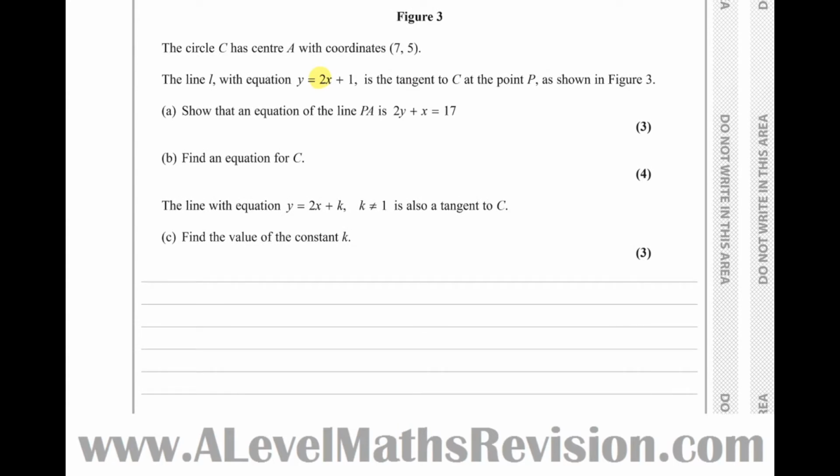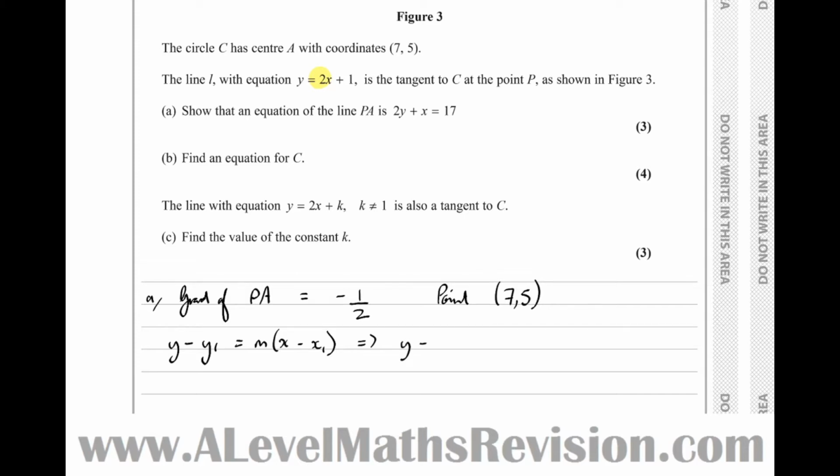So the gradient of our PA is the negative reciprocal of 2, because it's perpendicular, minus 1/2. We know a point on the line, 7, 5. Therefore, we're just going to use the equation y minus y1 equals m(x minus x1). And we know the answer. It's 2y plus x equals 17. Let's show that that's the case.